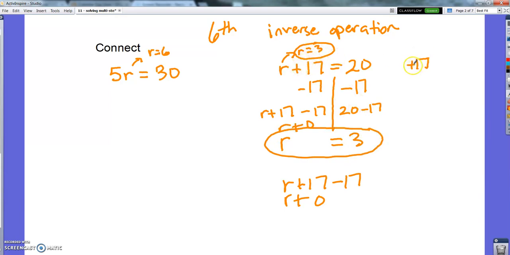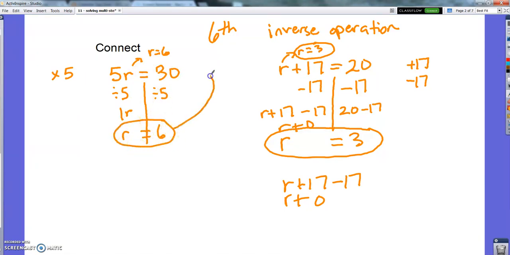So since r had 17 being added to it, the inverse operation was to subtract 17 from that side of the equation and this side of the equation. Over here, say, well, what's happening to r on this side? Well, it's being multiplied by 5. So what I'm going to do is the inverse operation of multiply by 5, which is divide by 5 on both sides. 5r divided by 5 is just 1r, or just r. And 30 divided by 5 is 6, and I got r equals 6, which is the same thing we knew it was going to be from the get-go. So that's what we did back in the 6th grade part of the year for solving equations.